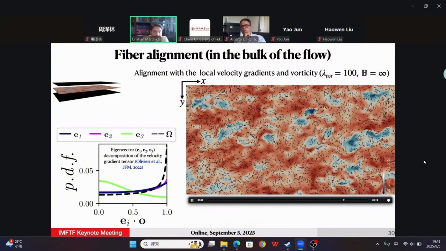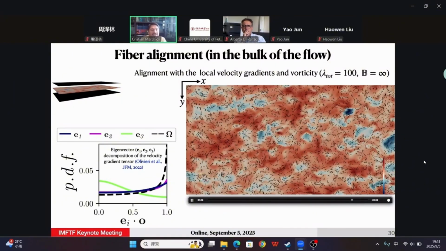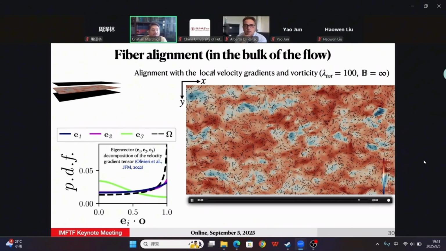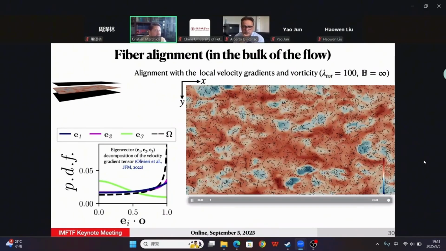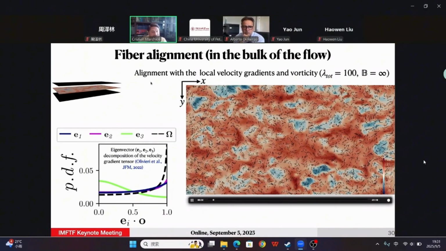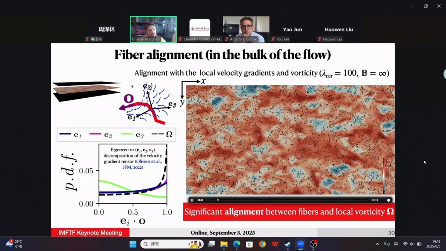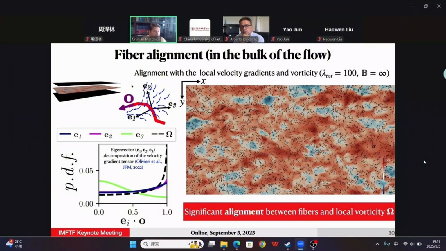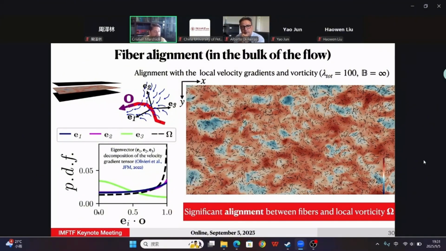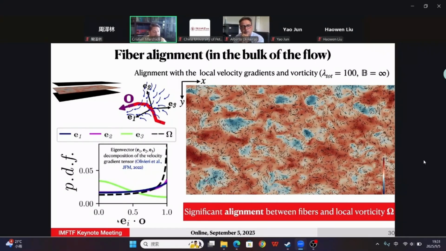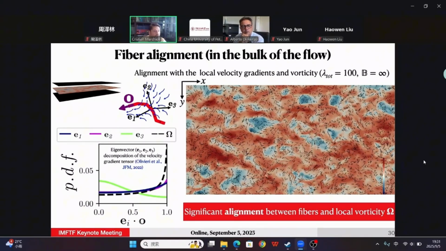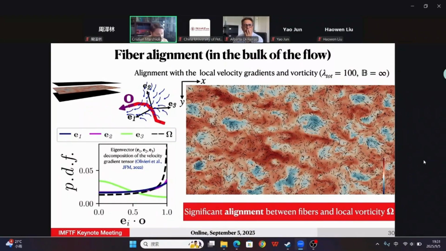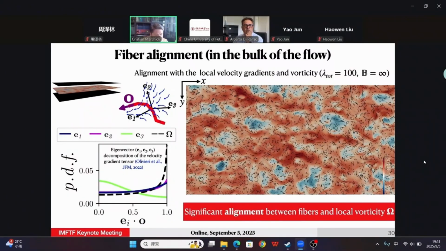And here, of course, nothing can be seen just by visual inspection, but we can examine the possible alignment of the fibers with the local velocity gradients and the vorticity. And what we see is that in the center of the flow, so when walls are not important, there is a significant alignment between the fibers and the local vorticity. And this is shown in this picture here, where we have the PDF of the scalar product between the orientation of each element in the fiber with the local vorticity, which is this dashed black line here, okay?